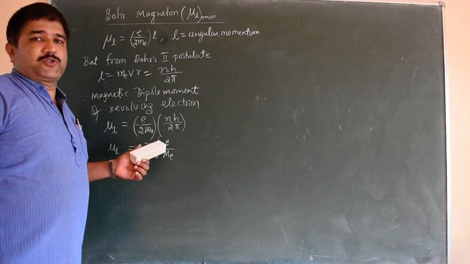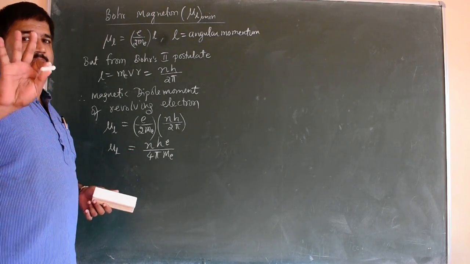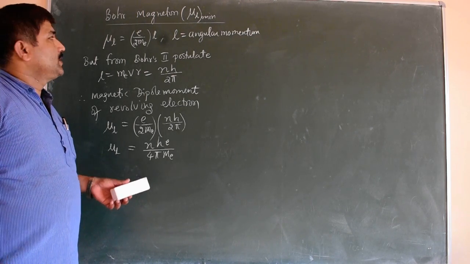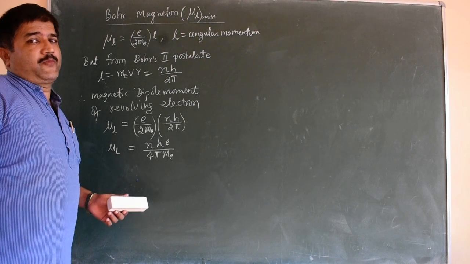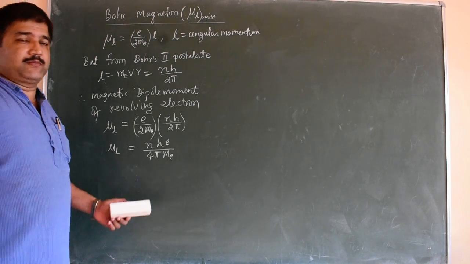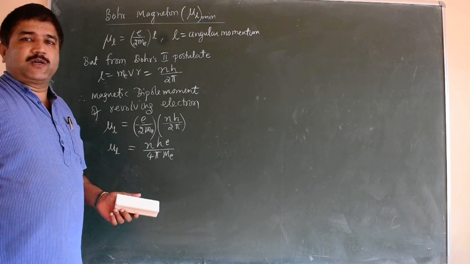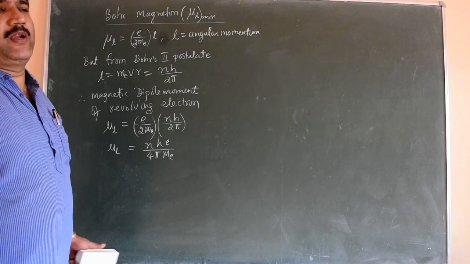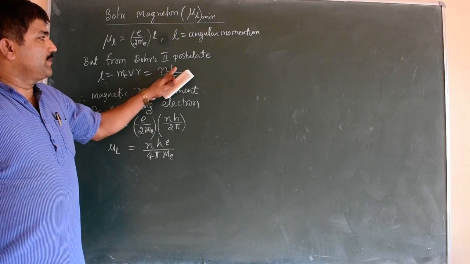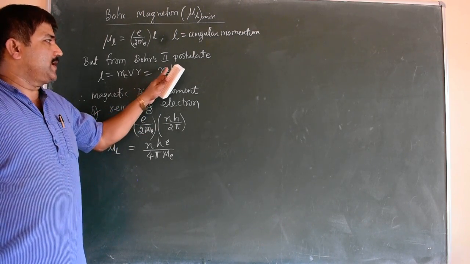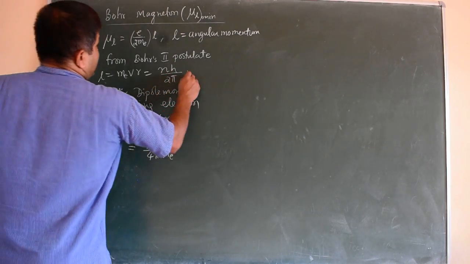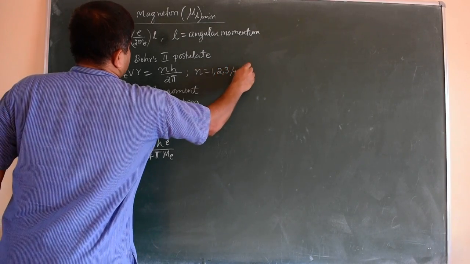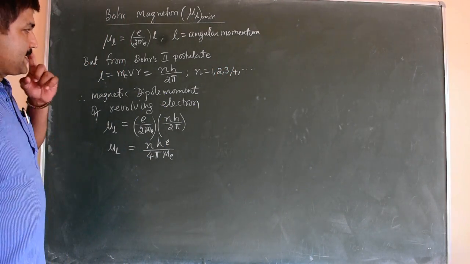But from Bohr's second postulate, Niels Bohr has given three postulates. The first postulate is about the stationary orbits. The second postulate is about the quantization of angular momentum. So the angular momentum of the revolving electron in various orbits is quantized. It cannot have any value, it has discrete values, a multiple of h by 2 pi, meaning nh by 2 pi, where n is an integer. It is also called the principal quantum number. It is a natural number, n equal to 1, 2, 3, 4, etc.